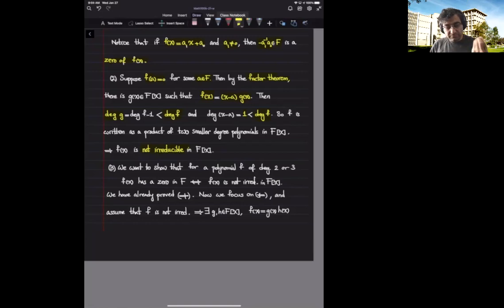But how about the other way around? Meaning, if I do know that my polynomial is not irreducible, can I deduce that it has a 0? So in general, the answer is no. If I know f is not irreducible, it does not in general mean that it has a 0. So for instance, x squared plus 1 times x squared plus 2 does not have a 0 in real numbers, but this product is not irreducible either. I'm writing it as a product of two polynomials.